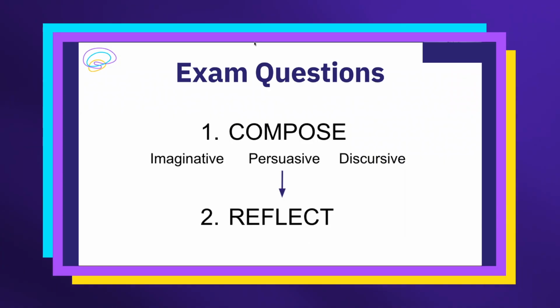Guys, craft of writing, we know that there's up to 2 parts, composition and reflection. And here's the main thing I want to show you. You need an imaginative, a persuasive, and a discursive, right? You probably only have one of those right now. Who has just one of the imaginative, persuasive, discursive forms prepared right now? A lot of people. Okay, that's fine. We need to do something about that, right?